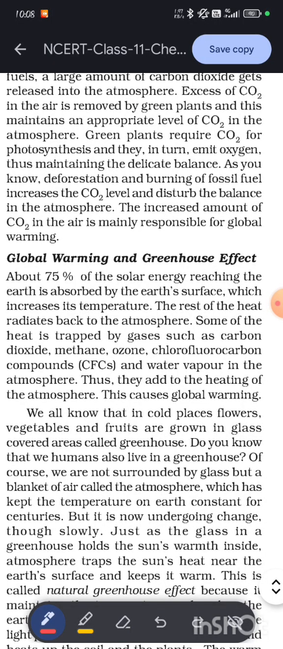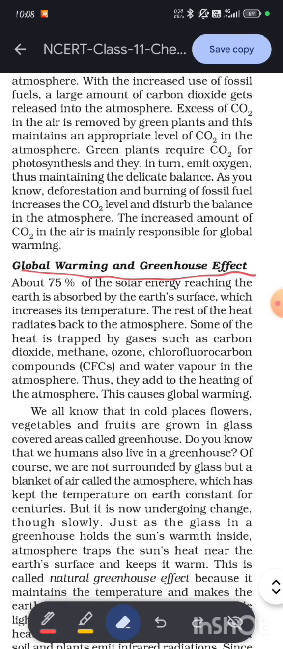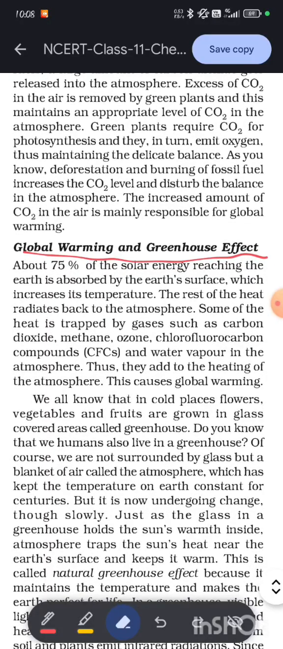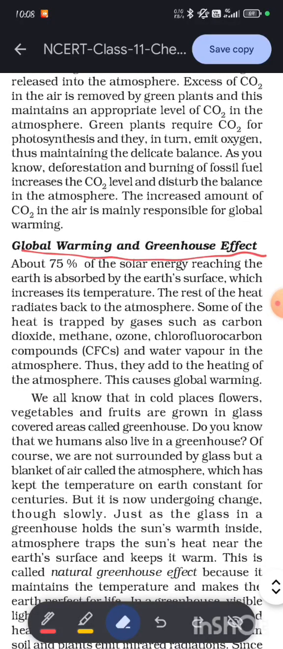The next topic is global warming and greenhouse effect. About 75% of the solar energy reaching the earth is absorbed by the earth's surface, which increases its temperature. The rest of the heat radiates back to the atmosphere. Some of the heat is trapped by gases such as carbon dioxide, methane, ozone, chlorofluorocarbon compounds, CFCs, and water vapor in the atmosphere. Thus, they add to the heating of the atmosphere.